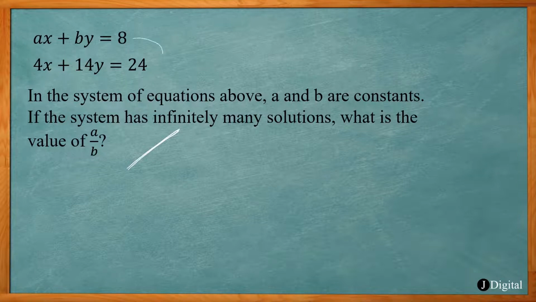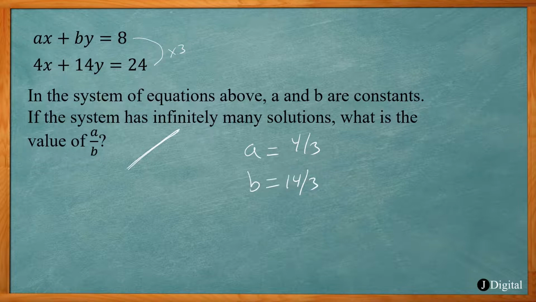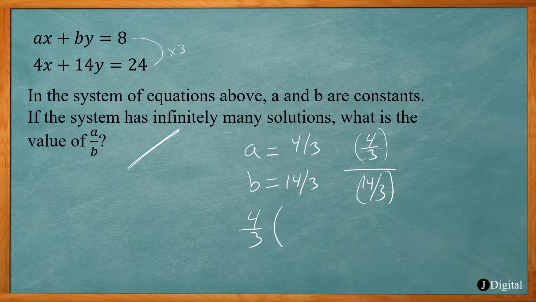So going from 8 to 24 is by 3. If they're the same line, I need to divide the 14 by 3 and the 4 by 3. So a will equal 4/3 and b will equal 14/3. A over b would be 4/3 divided by 14/3. When we divide a fraction by a fraction, we take the 4/3 and multiply by the reciprocal of the denominator, 3 over 14.